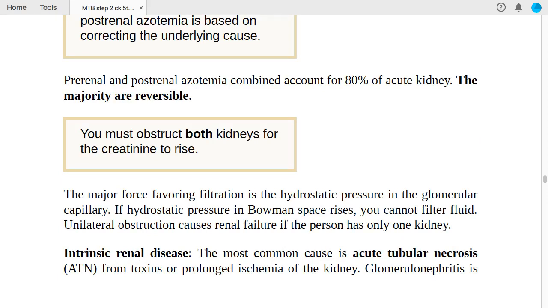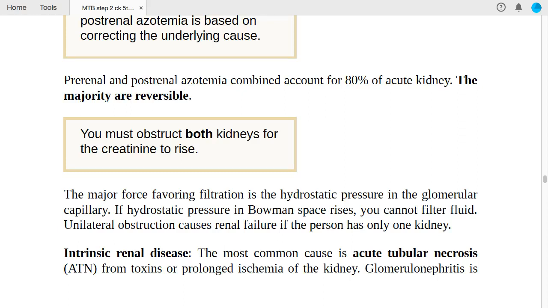The major force favoring filtration is the hydrostatic pressure in the glomerular capillary, of course. So what is the force which actually favors filtration? That is hydrostatic pressure. Hydrostatic pressure where? In the glomerular capillary. If hydrostatic pressure in Bowman space rises, you cannot filter fluid. Definitely, for filtration, the pressure in Bowman space should be low.